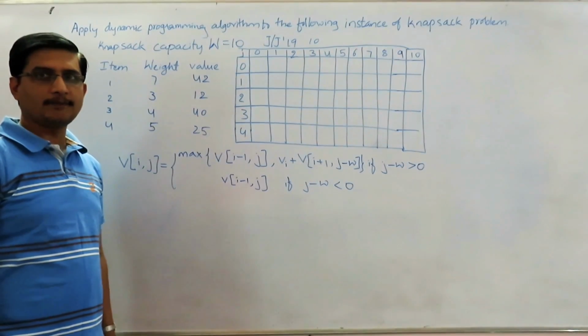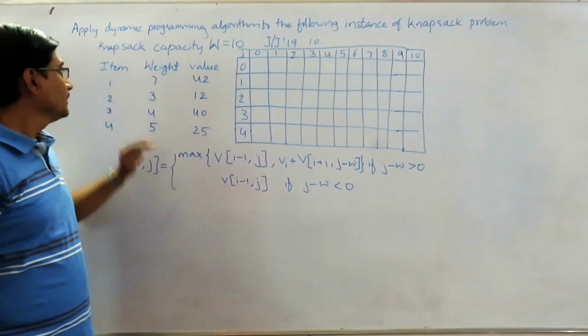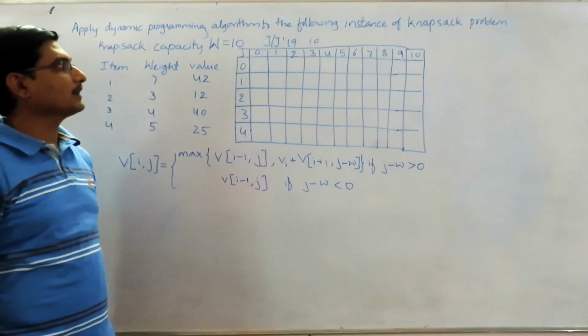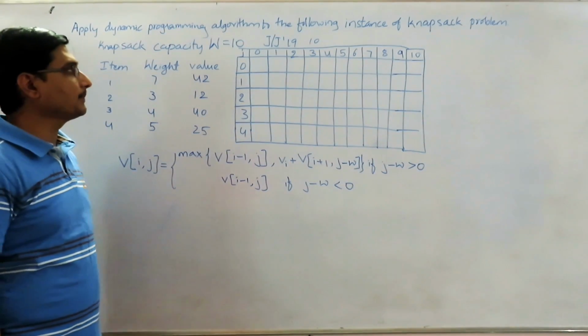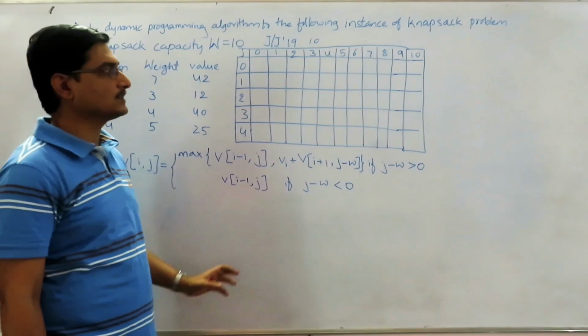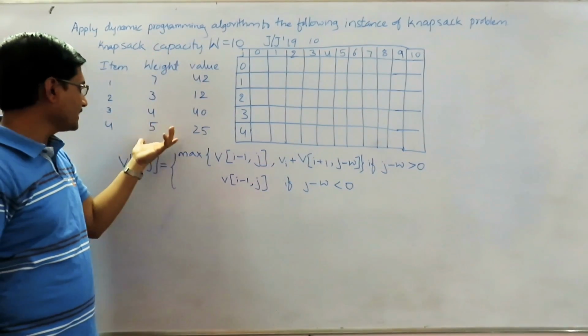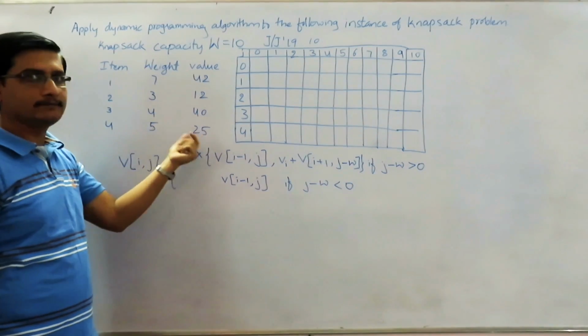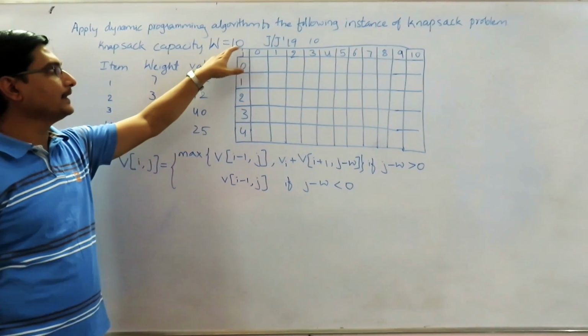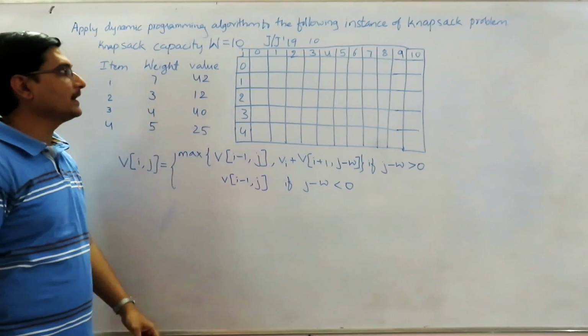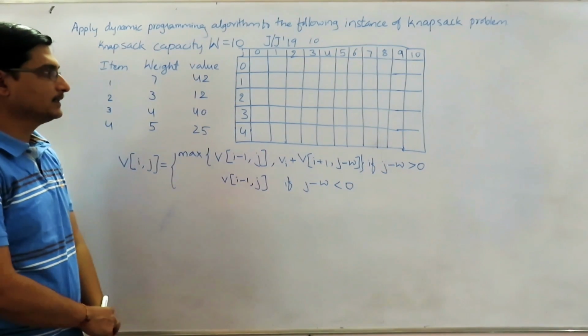So it is a problem on the knapsack problem. Apply the dynamic programming bottom-up algorithm to the following instance of the knapsack problem. The knapsack capacity is given and the 4 items are given with their weight and value. And the weight is 10. It was asked in June, July 19 for 10 marks.